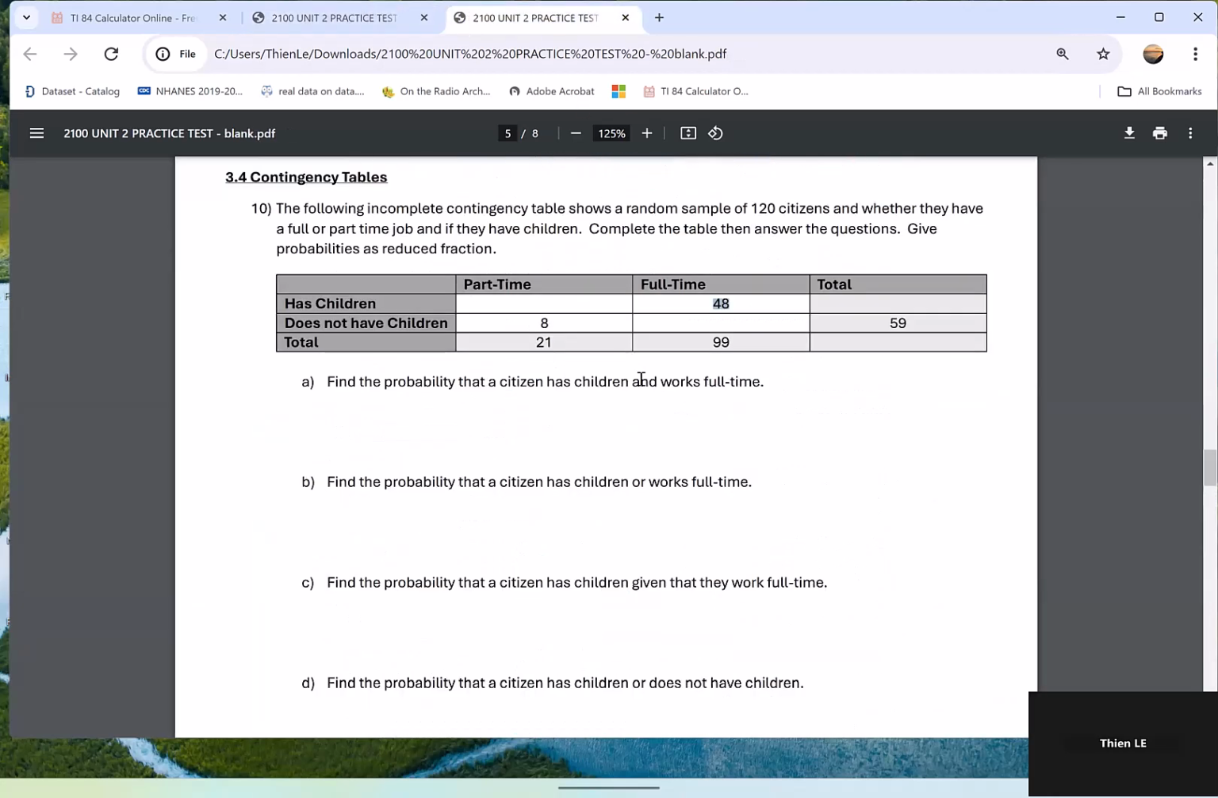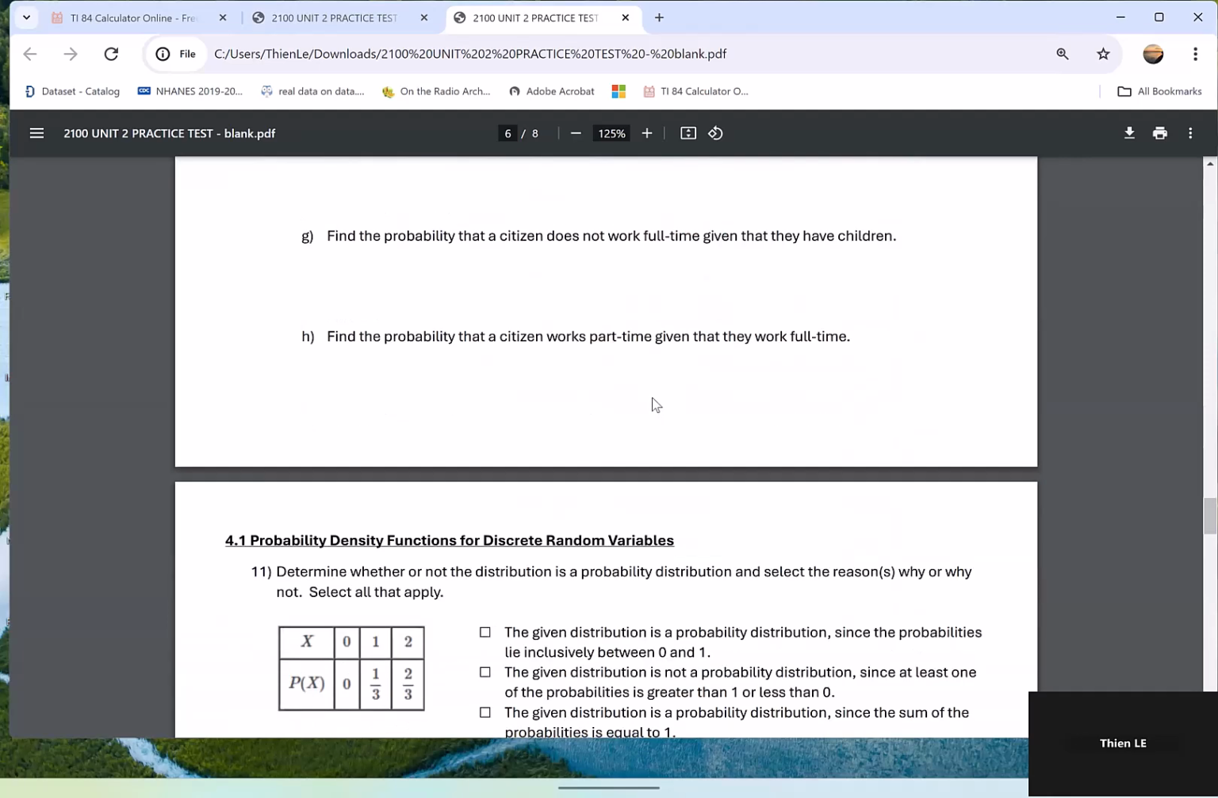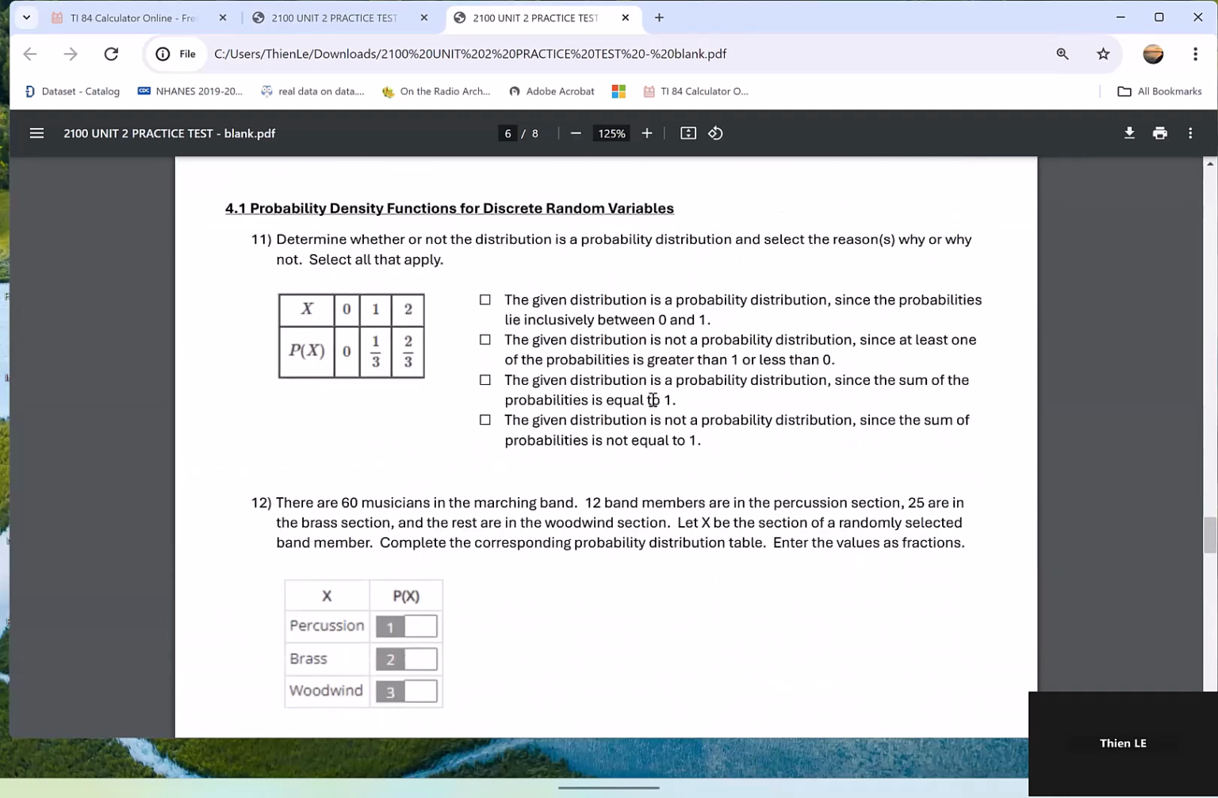So now we move to the probability distribution of discrete random variables, Chapter 4. Determine whether or not it is a probability distribution. Select the reason why not.